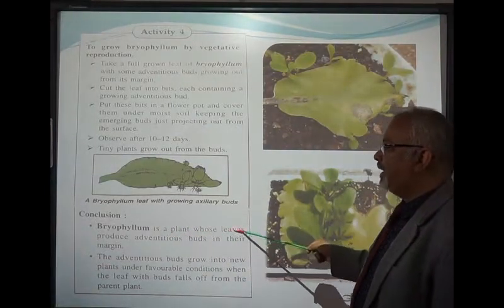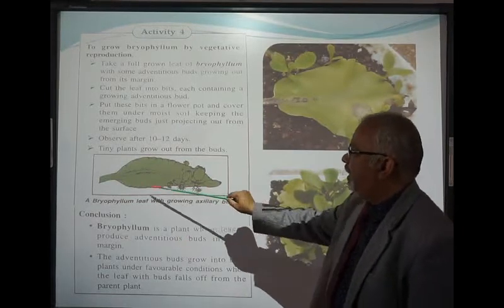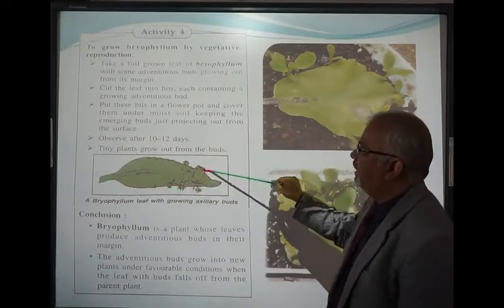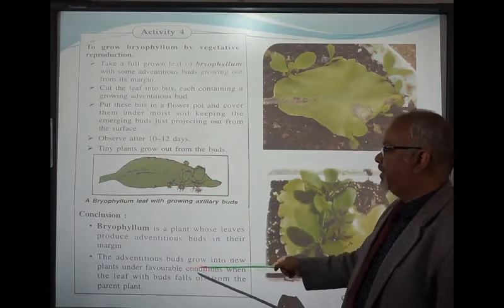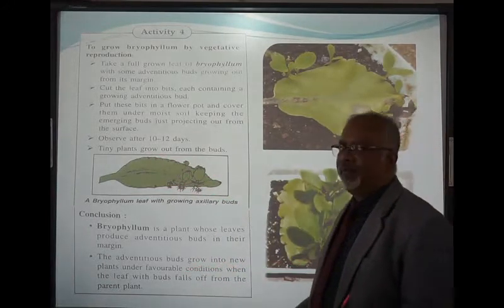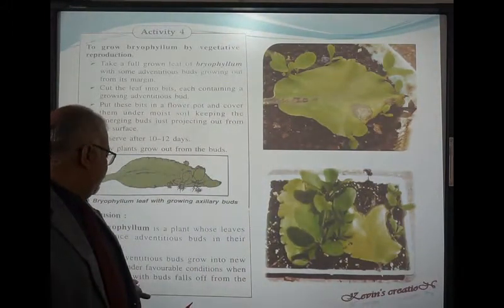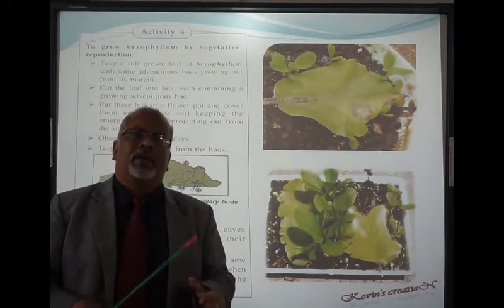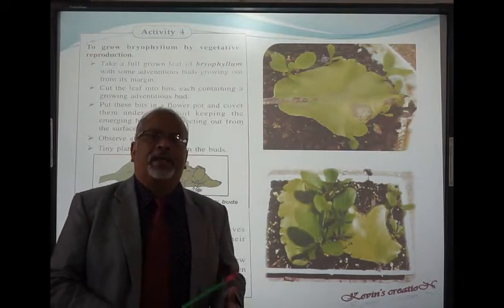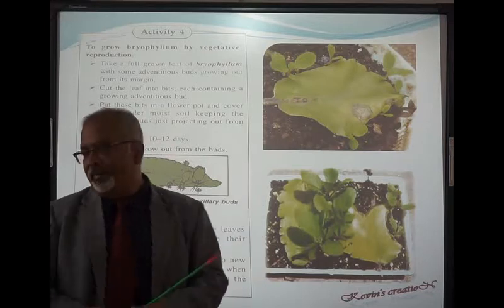Conclusion: it's a plant whose leaves produce adventitious buds on their margins. So this is called the margin of the leaf. So here on these notches you will find these small plants. The adventitious buds grow into new plants under favorable climatic conditions. When the leaf with buds falls off from the parent plant, once it falls on the ground, if soil is there and the conditions are favorable, then it gives so many new plants.